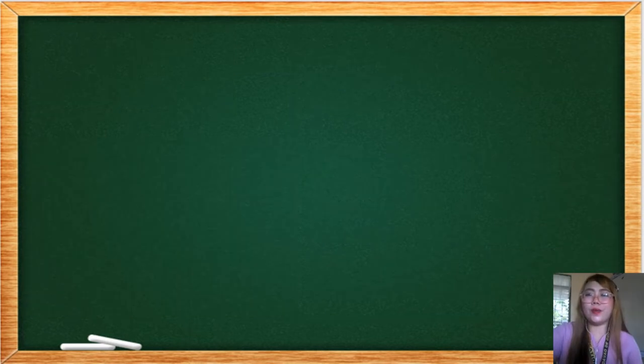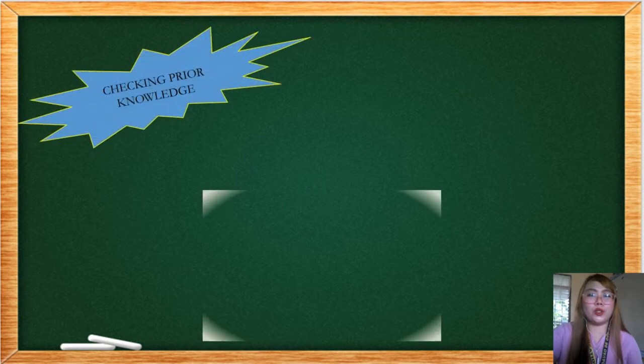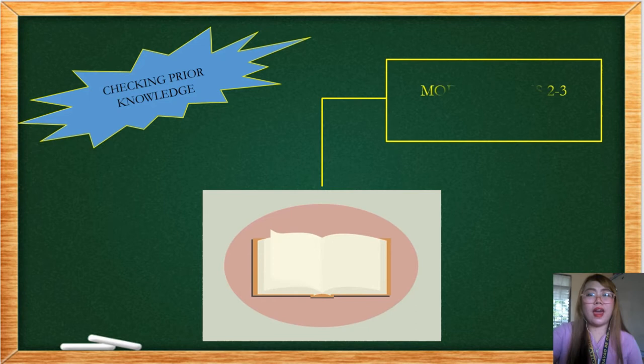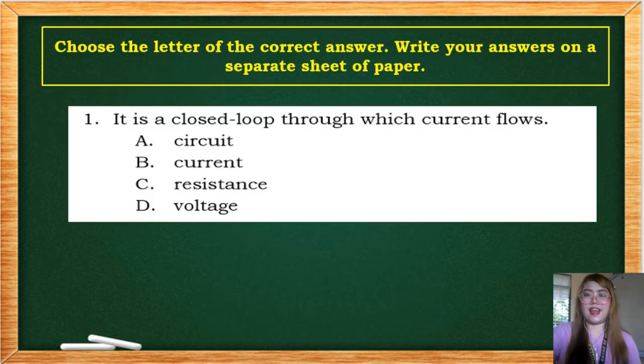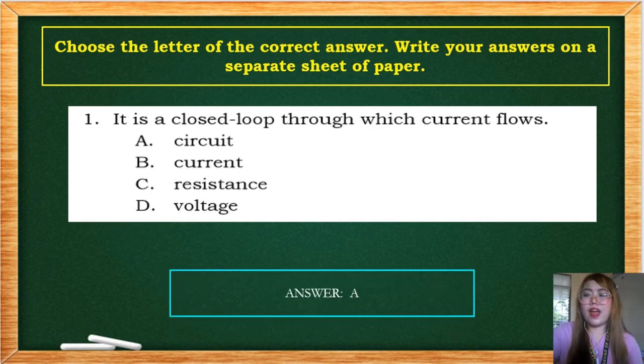Now, we are done with our review, and to test your prior knowledge on today's concepts, kindly open your module on What I Know, pages 2 and 3, and let's try to answer some guide questions. Let's read the instruction first. Choose the letter of the correct answer. Write your answers on a separate sheet of paper. Number 1. It is a closed loop through which current flows. A. Circuit. B. Current. C. Resistance. D. Voltage. Answer A.